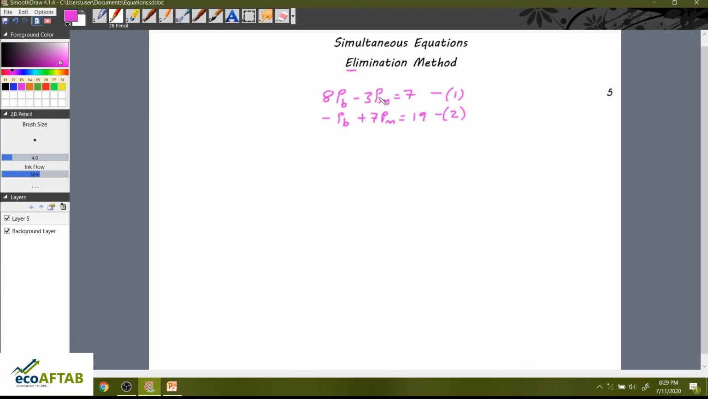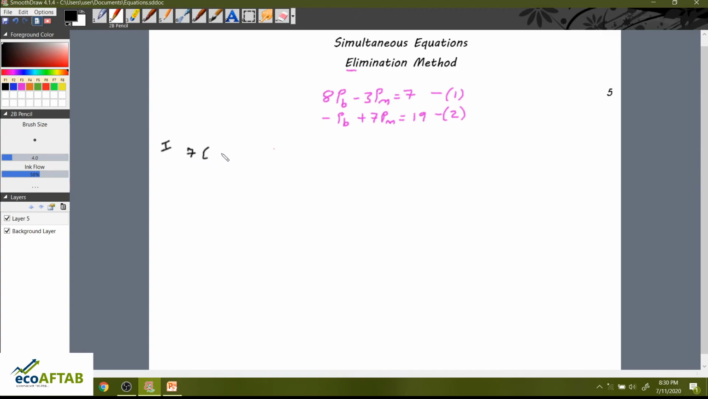So in case of eliminating the price of mangoes, this minus 3 we need to multiply with equation 2, and this plus 7 we need to multiply with equation 1. So friends, in case of elimination method, the first thing that I'm doing is I'll multiply by 7.